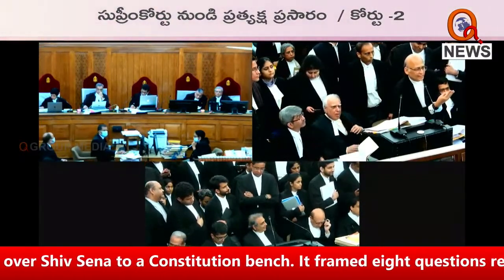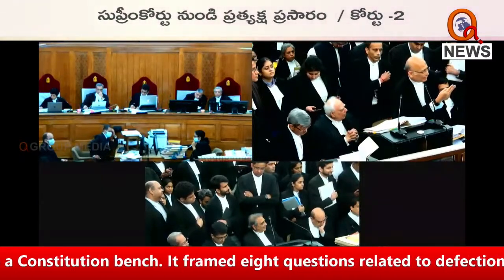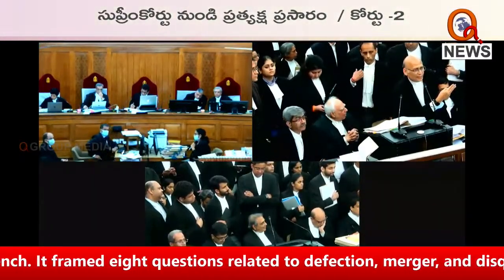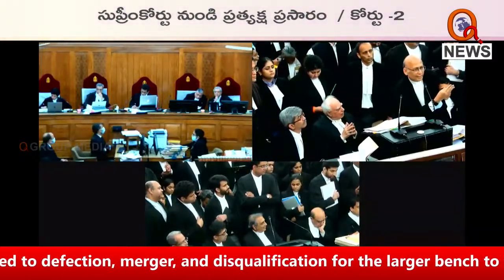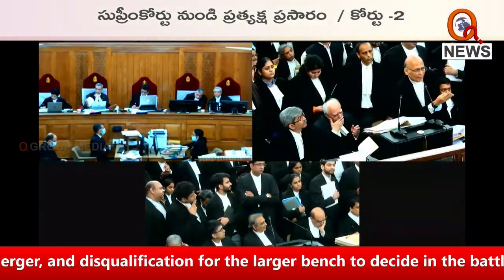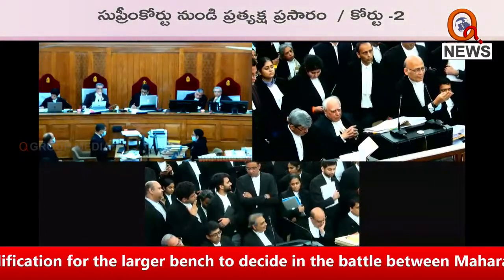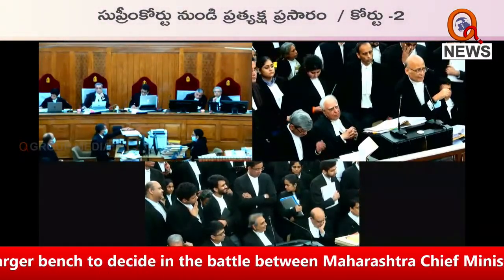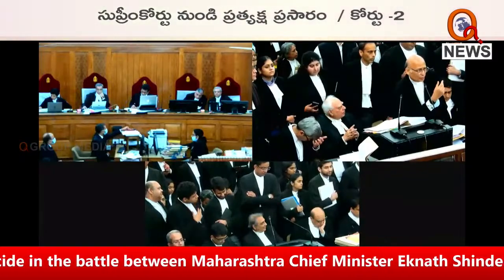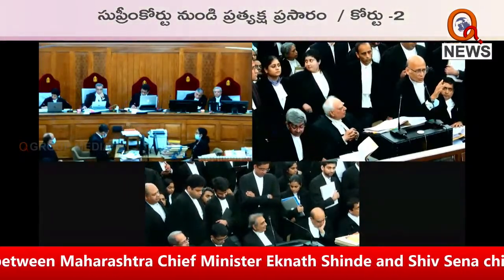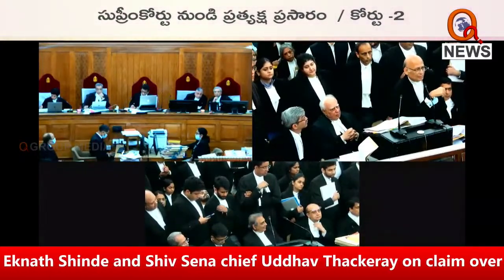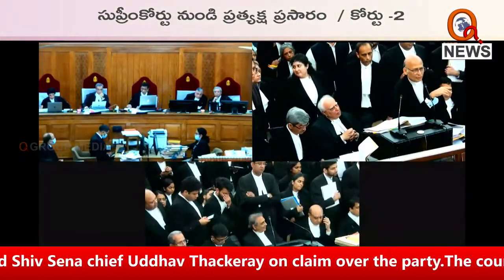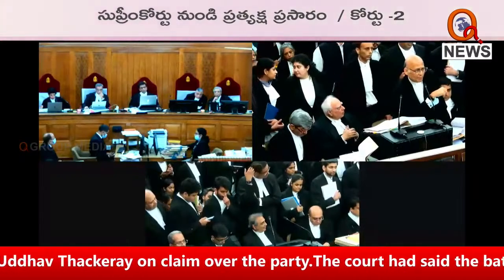Examples out of hundreds: going and bashing the party or abusing it outside, going to a rival party and campaigning with them, indeed going to the Governor with a rival faction. Now, all of these have nothing to do with what you are doing inside the house, like voting or not voting in a trust vote.